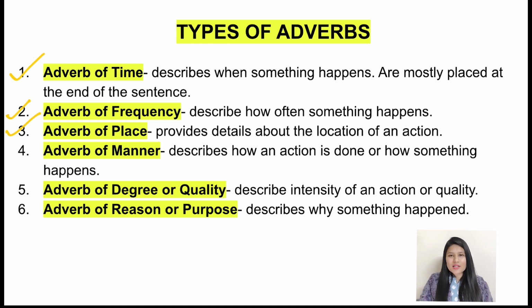Whenever there is a sentence which is specifically talking about a certain place or a location, the word which points towards the particular place or the location is the adverb of place.